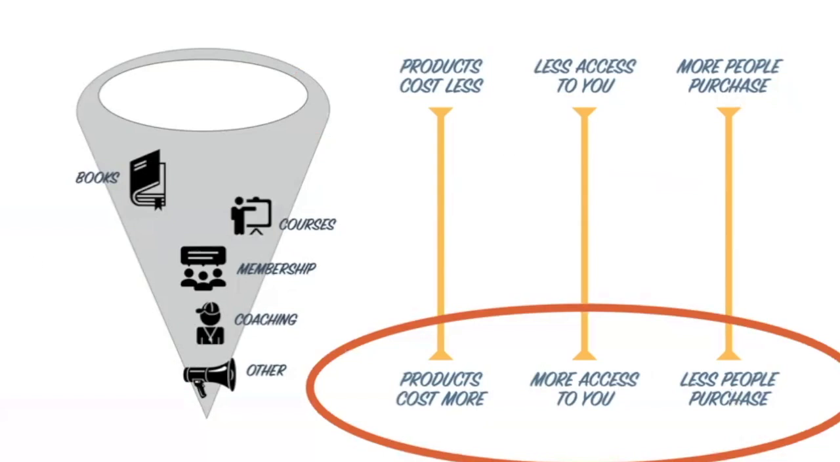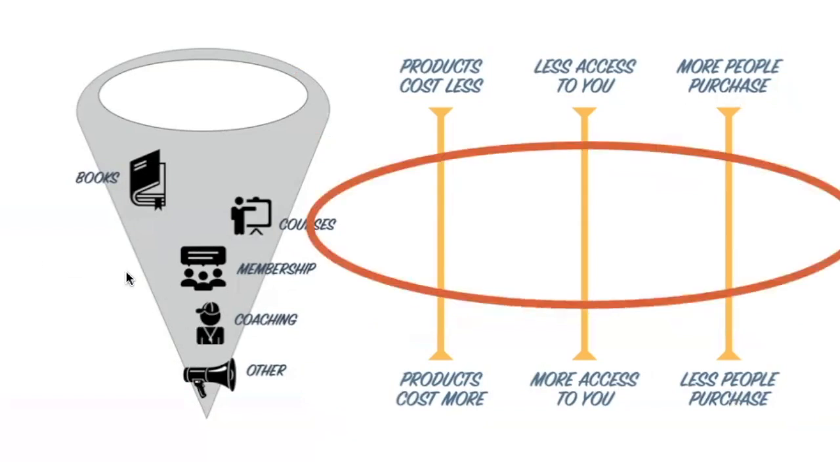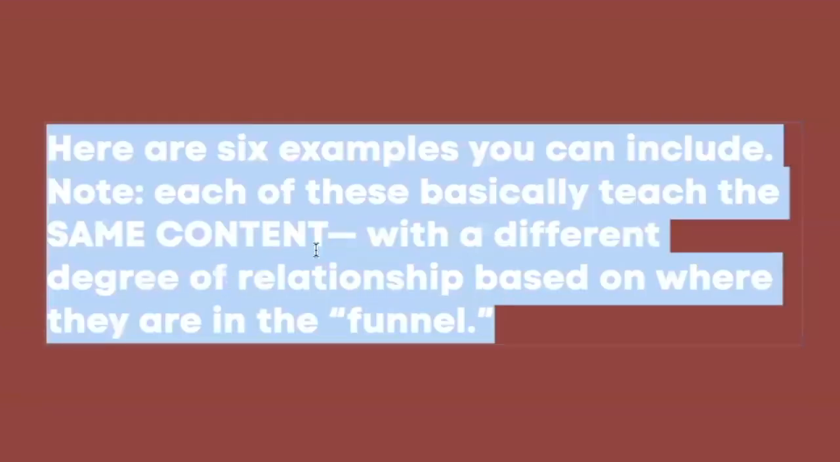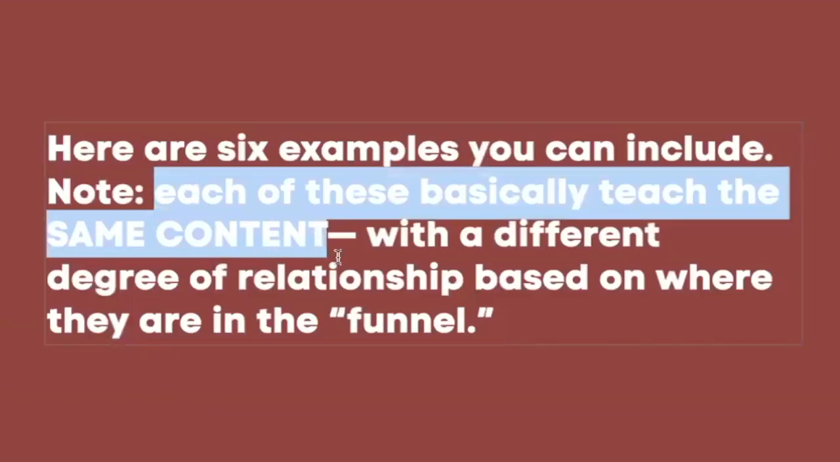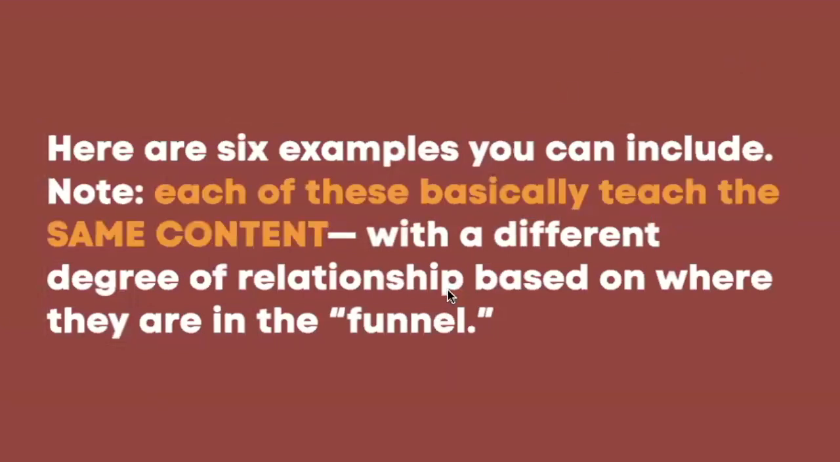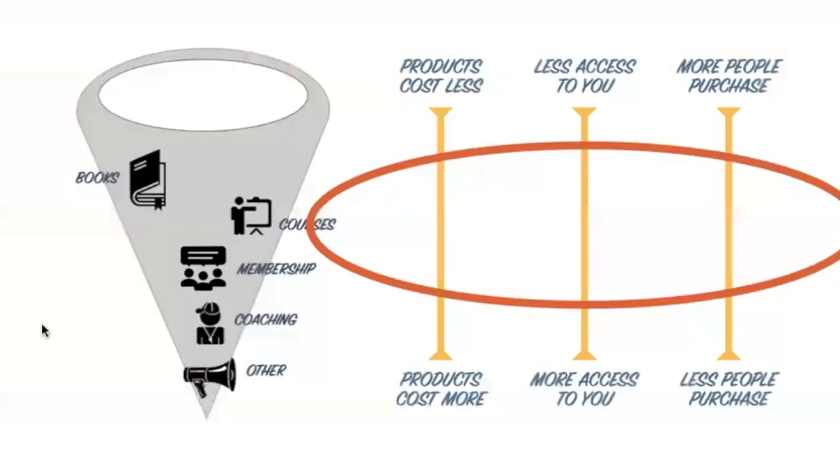So you've got all of these different offers everywhere in the funnel. If you flip this upside down the other way, it looks like a cone. It's more called a value ladder. People start at the bottom and they ascend, they scale up the value ladder. We've showed you graphics on that in other modules, so you probably can visualize that in your head even now. But notice right here, each of these, the same content. What's the variable? It is a different degree of relationship based on where they are in that funnel.